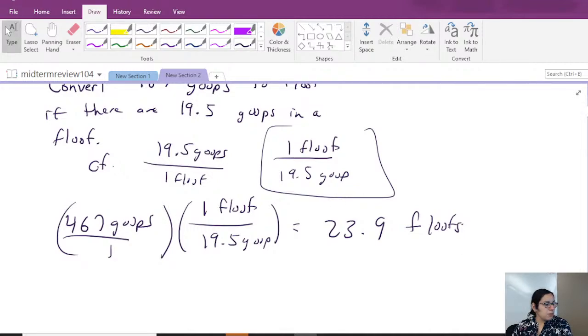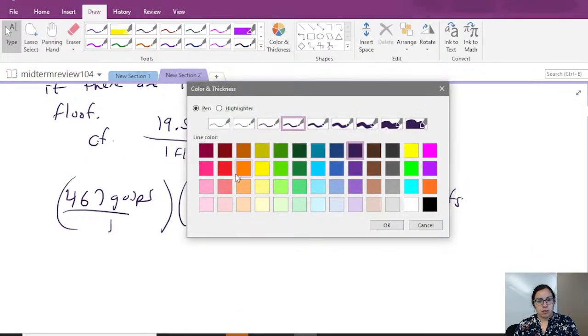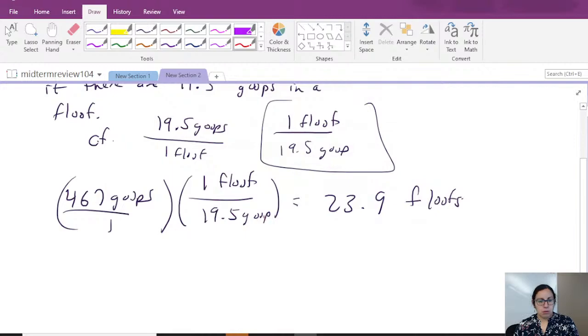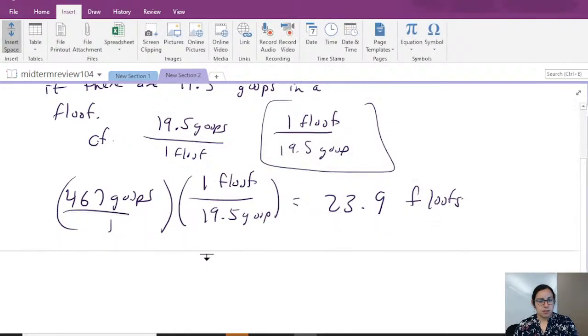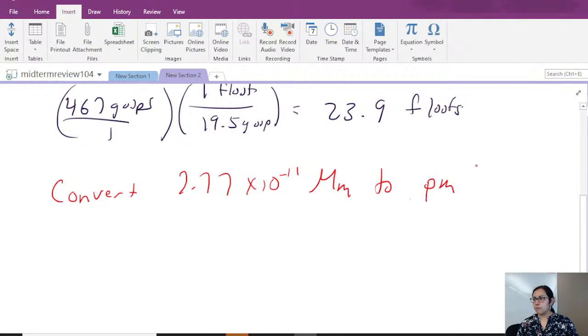And so you may also have to do some regular old metric conversions. So let's do one of those for practice. So now let's convert 7.77 times 10 to the negative 11 megameters to picometers.